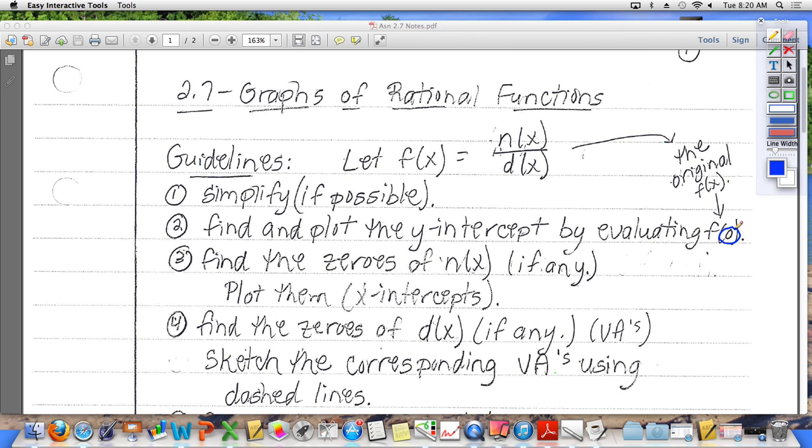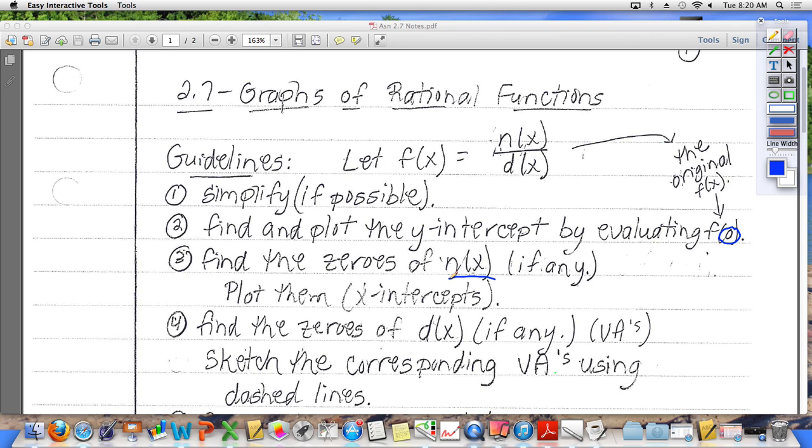The third thing that you need to do is find the zeros of n of x. Those zeros of n of x, what does that mean? N of x. Numerator. Find any zeros on the numerator, if there are any. And those values are going to be your x-intercepts. Then you plot them, okay? And you'll have these steps in front of you, so you'll be able to use them when you're trying these problems today.